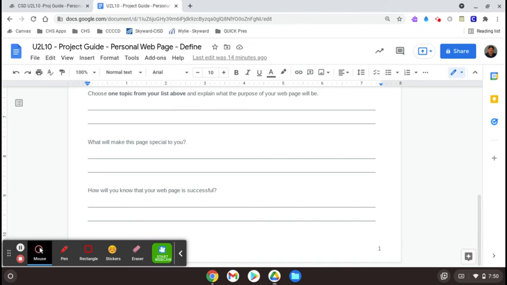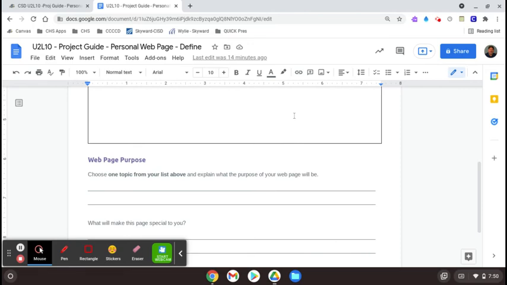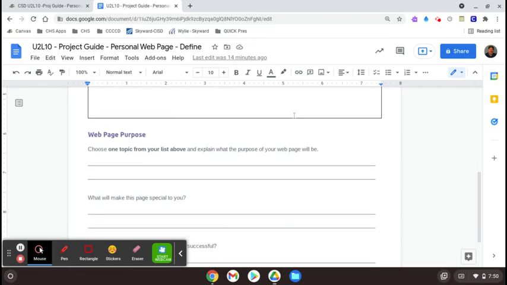Choose one topic from the list above and explain what the purpose of the web page will be. Most people would think I'm going to write a web page about computers. Actually, if I was going to write a web page, it would probably be on something like how to set up your stereo system to your television set, or how to fix your car, or something specific. It could be car maintenance, or something that you're interested in, and you explain what the purpose is. So you actually write it out in full sentences. It might take you two, three, four, five sentences to write out.